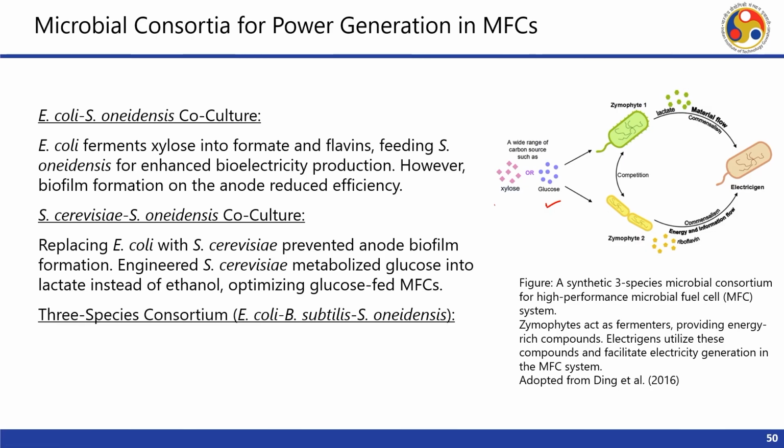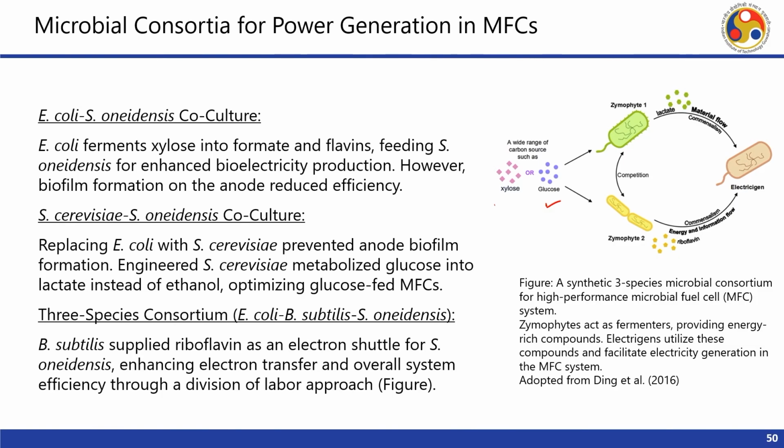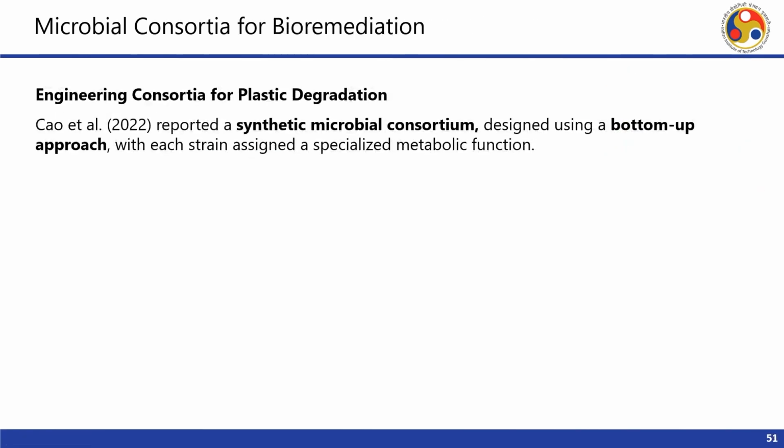Then comes the 3 species consortium: E. coli, Bacillus subtilis and S. oneidensis. Here Bacillus subtilis supplied riboflavin as an electron shuttle for S. oneidensis, enhancing electron transfer and overall system efficiency through a division of labor approach, as already shown here in this figure. Then there are also other very important emerging applications of microbial consortia which are trying to address current challenges, for example, the degradation of plastic, which is now a huge environmental issue.